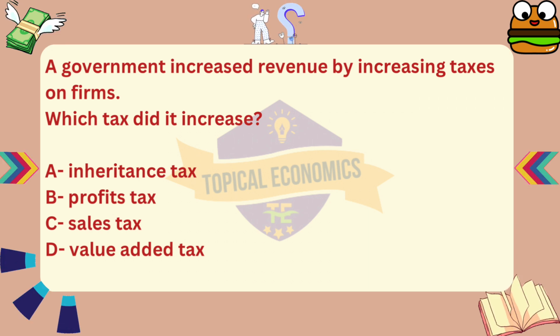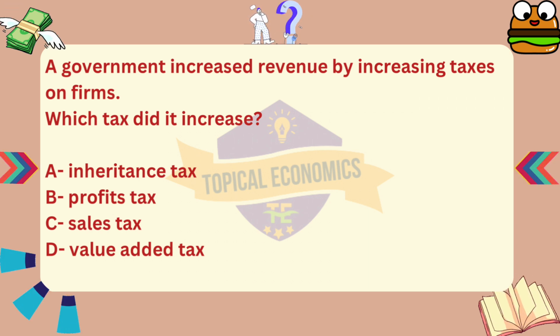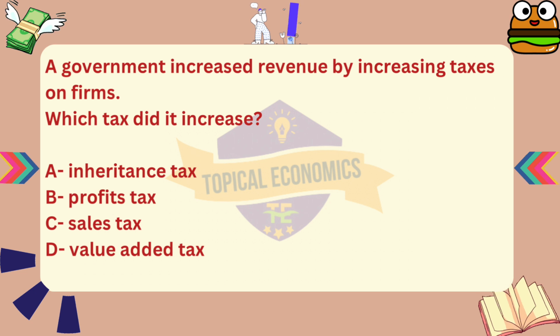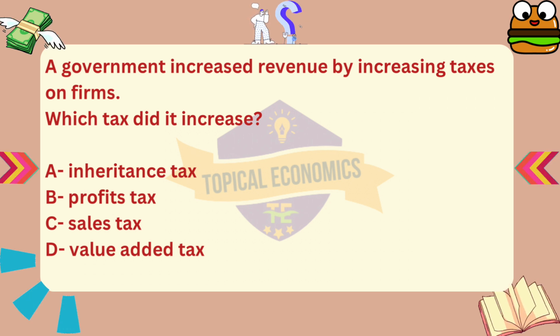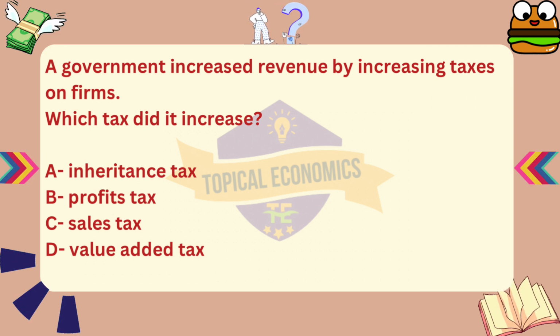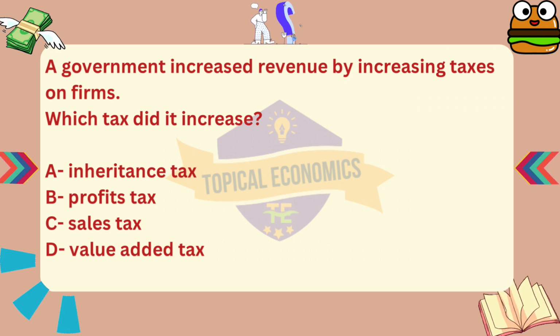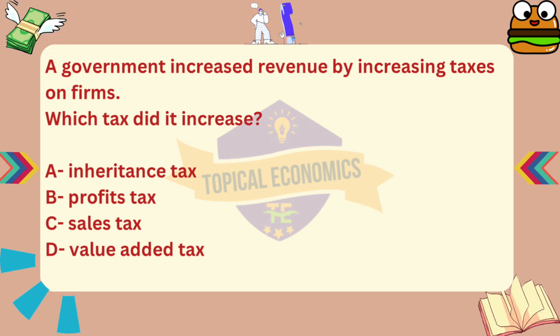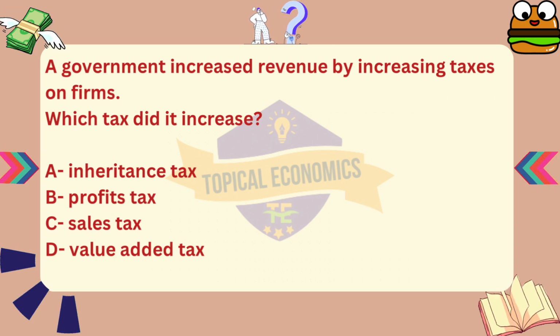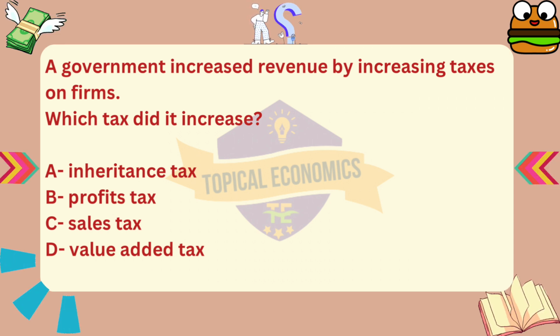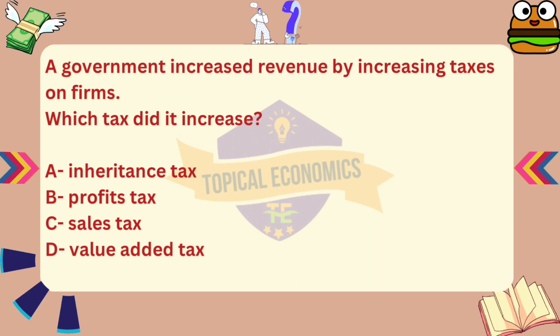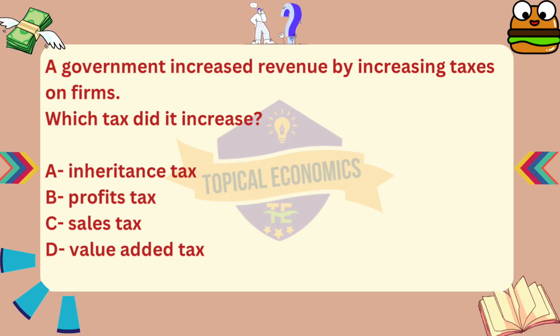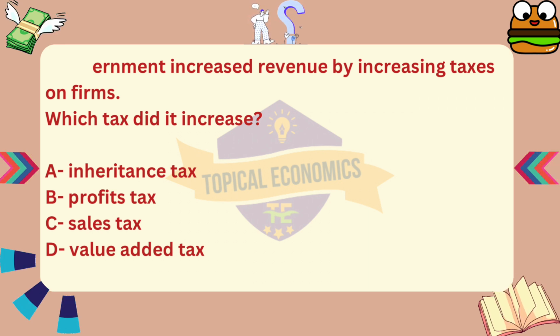Analyzing the other options. Option A, inheritance tax, applies to the transfer of wealth after an individual's death, not to the profits or earnings of businesses. Next, option C, sales tax, is typically levied on consumers when they purchase goods and services, not directly on firms' profits. Lastly, option D, value-added tax, VAT, is a consumption tax paid by consumers when they buy goods and services. While businesses collect VAT on behalf of the government, the tax itself is not directly levied on firms' profits.